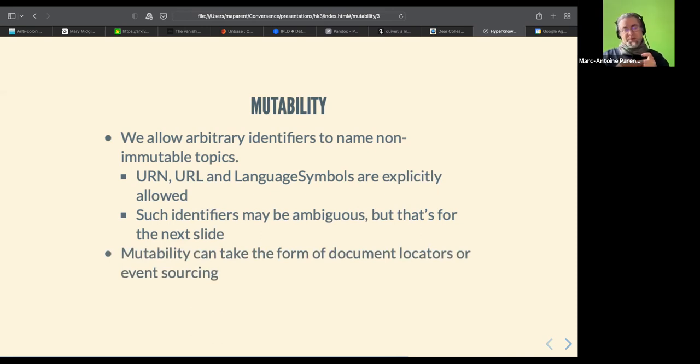And when we speak of mutability, there are two ways to deal with it. It's, okay, here's an identifier, give me this mutable thing as it is now. Give me a snapshot.